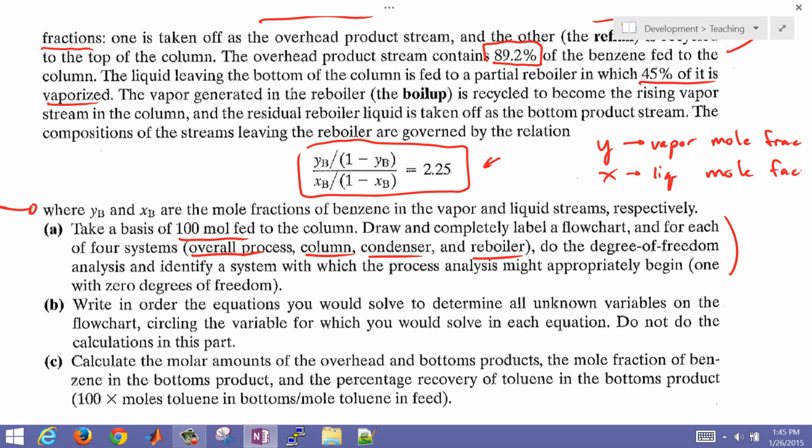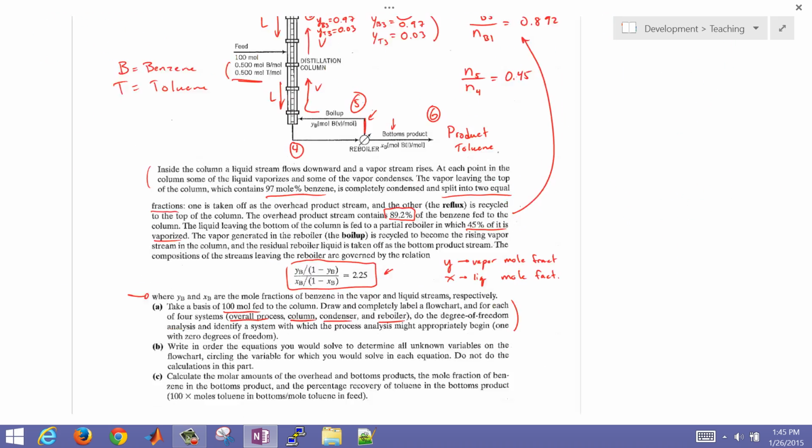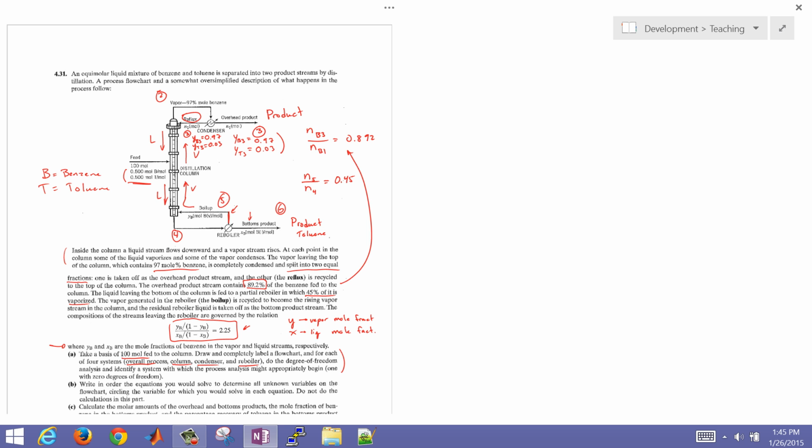One with 0 degrees of freedom. So let's go ahead and do this one first. Let me just keep this in our window. What we'll do is start with the block. We're going to call this one a block, and it's just going to be around the whole unit, where I'm making my dotted line. So anything that comes into or leaves that system, we're going to write our degree of freedom analysis around that block.